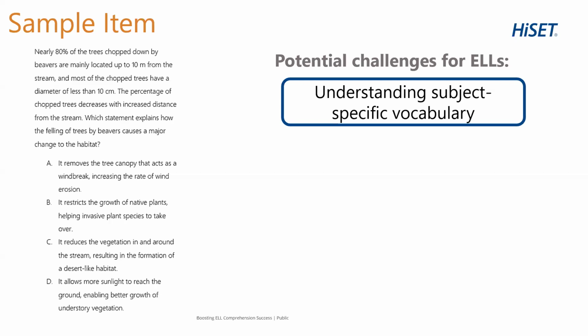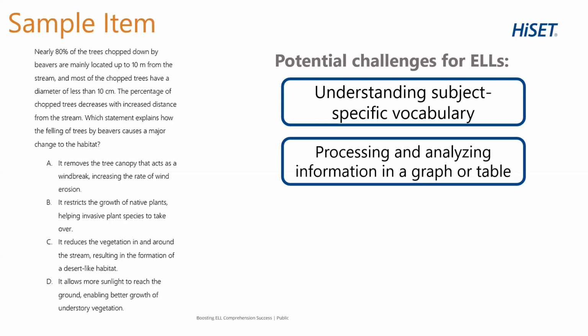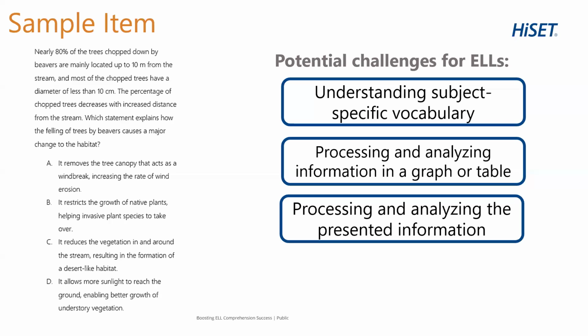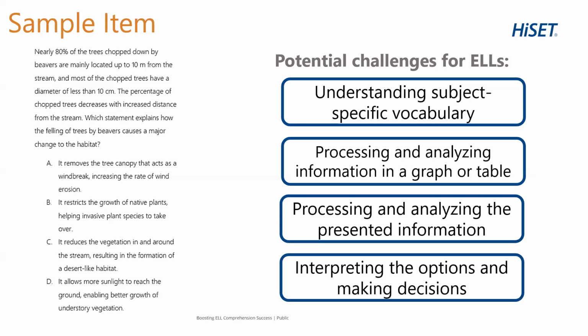That's just, for ELs, that's a lot of processing going on in their little brain. And then process and analyze information in the graph or table, so I just mentioned that. And also process and analyze the presented information. So that's kind of like all happening at the same time. And interpret the options and making decisions, okay?